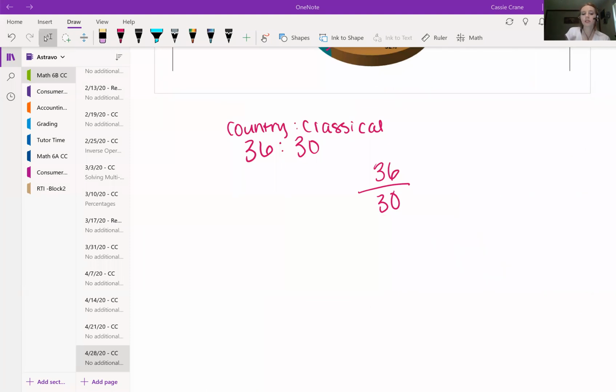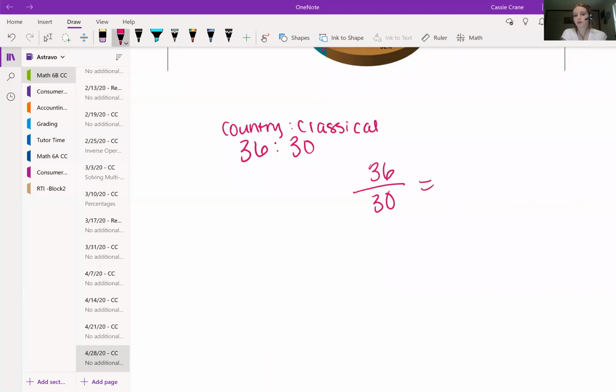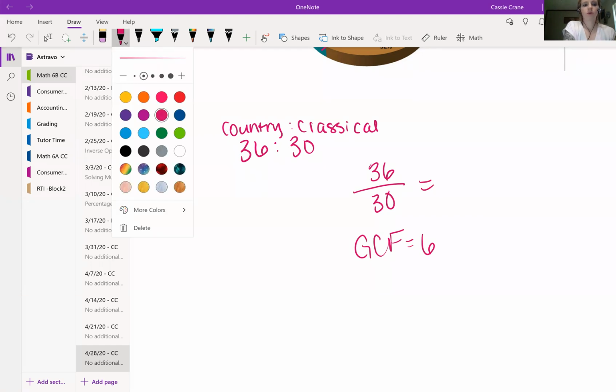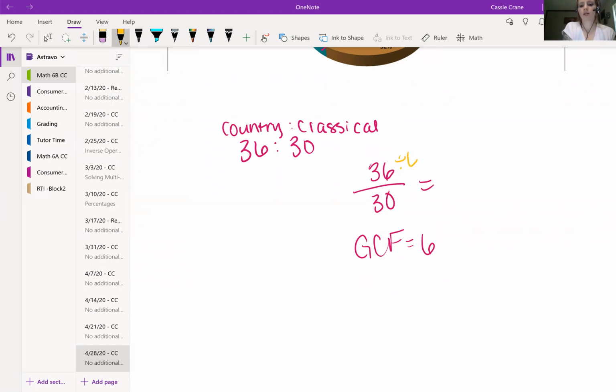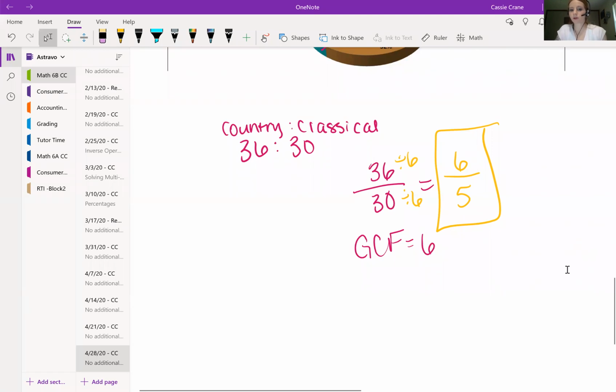There we go. And then we would just reduce. Okay, so if we find the greatest common factor of 36 and 30, since I'm almost out of time, I'm just going to tell you the greatest common factor here would be 6. So we're going to divide top and bottom by our greatest common factor. 36 divided by 6 is 6, and 30 divided by 6 is 5. So the ratio of country to classical is 6 to 5. So for every 6 students that like country, there's 5 students that like classical, is what that's saying.